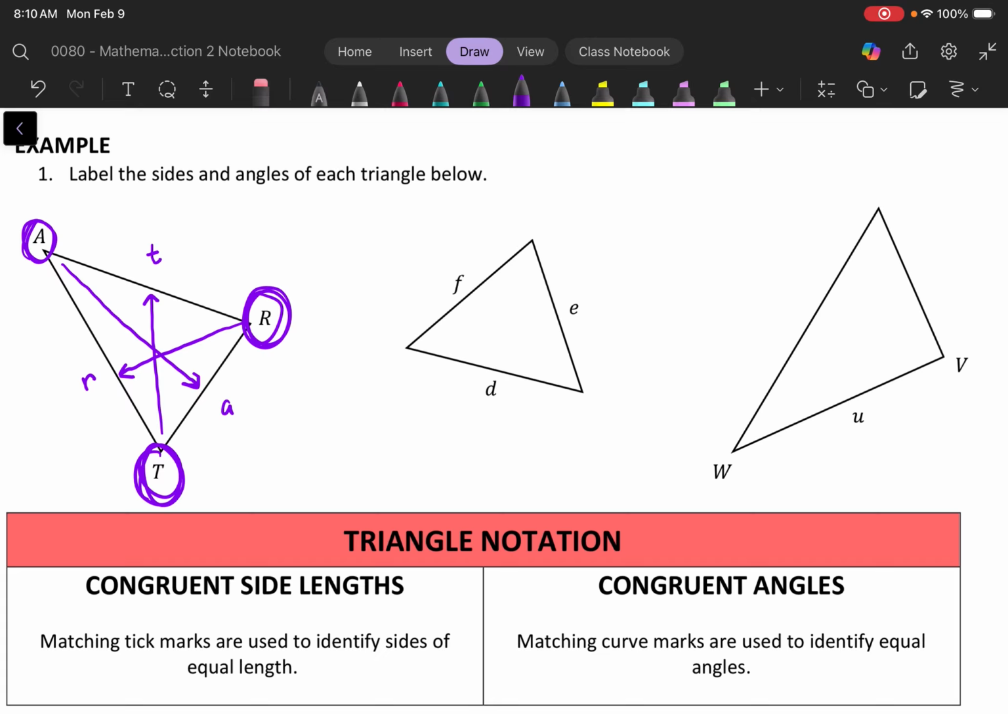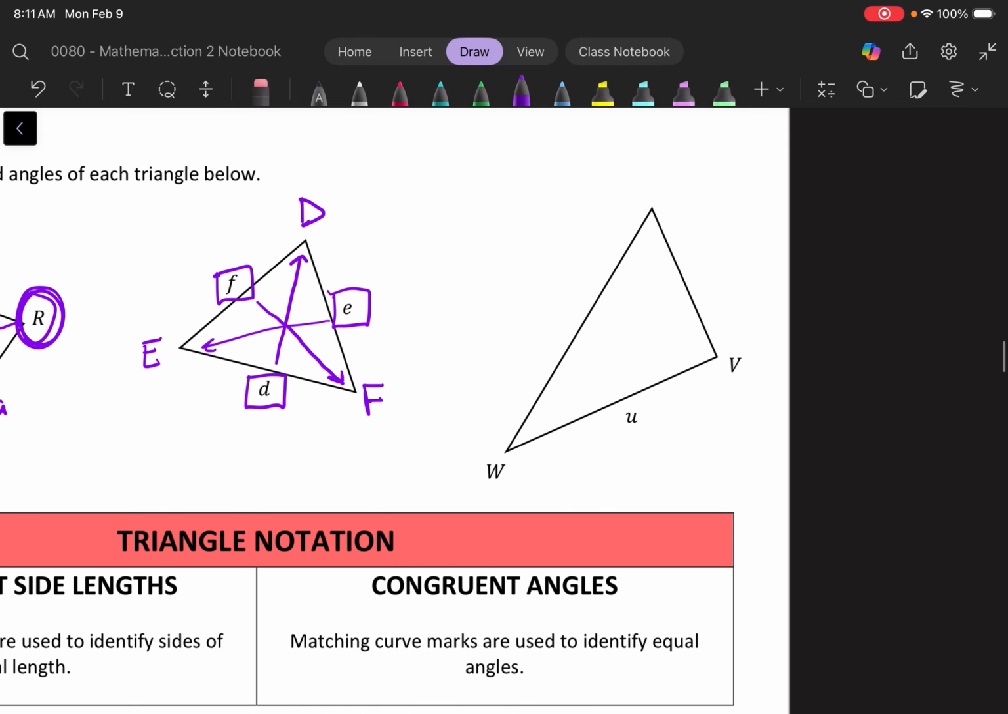Okay, in the next triangle, we're given all side lengths. Remember, I can tell that they're side lengths because they're all lowercase letters. But again, the concept still applies. The lowercase f will be across from angle capital F. The side length e will be across from the angle capital E. And the side length little baby d will be across from the angle capital D.